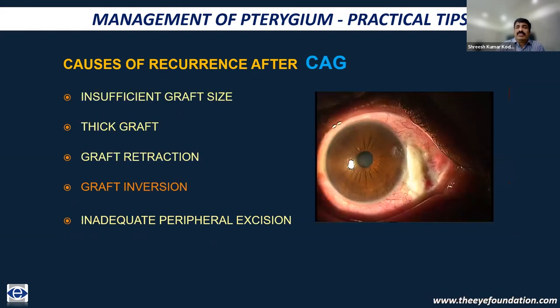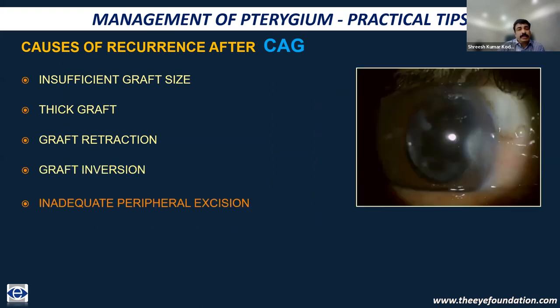And graft inversion: if you see here, there is a sloughed off graft, and it's because of the necrosis of the graft. If you place the epithelial side down and the stromal side up, it can lead to graft necrosis or sloughing of the graft, which can cause recurrence within 2 months. It incites significant inflammation in and around the graft and can cause conjunctivalization within 2 months. Usually it takes 4 to 5 months for the graft recurrence to happen, but in these cases it happens within 2-3 months. And inadequate peripheral excision, you can see a small knuckle of tissue extending from the periphery.